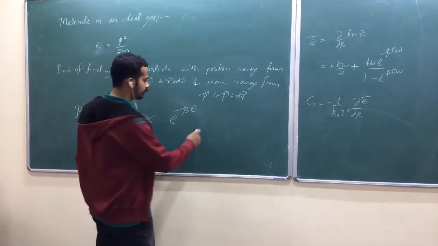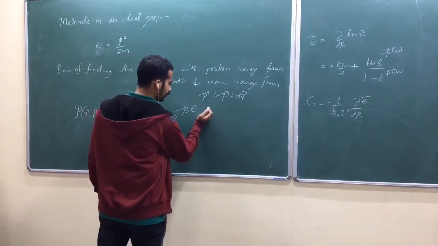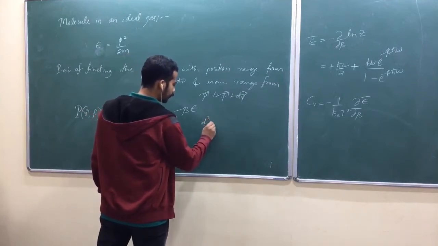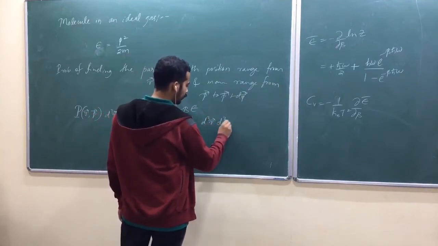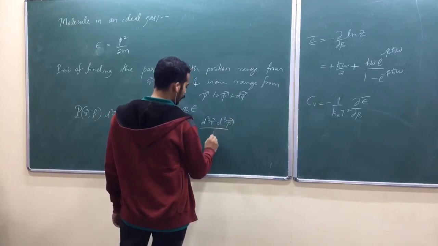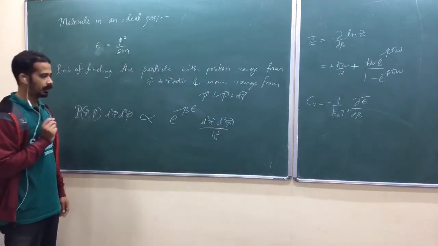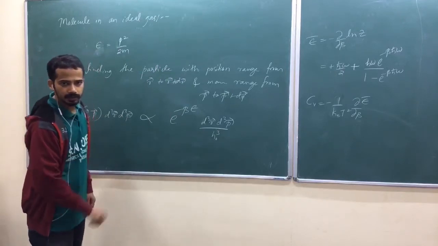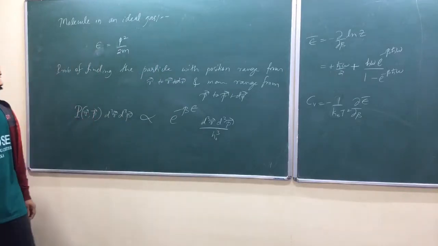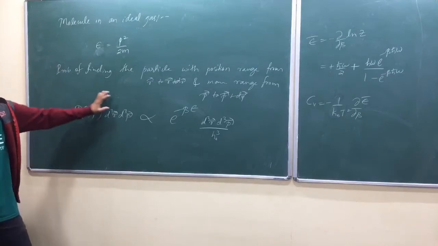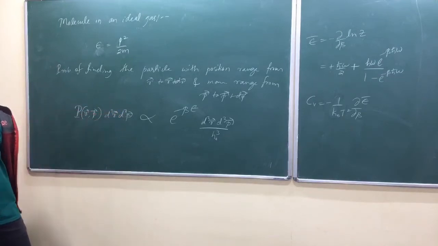And in that case, this should be multiplied with d cube of R. Let me argue this one again in the next chapter. D cube of P divided by H naught cube. Or you can think like this also. This should be unitless because this is the probability.